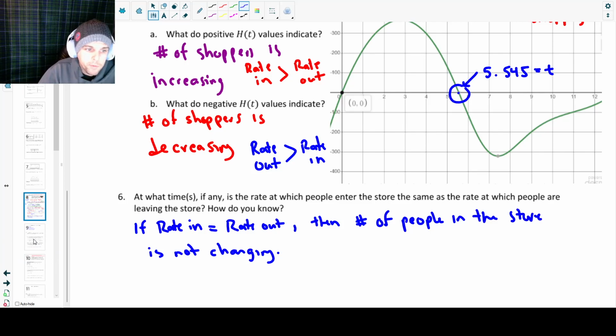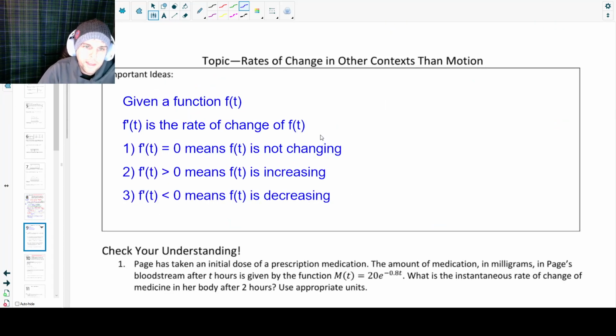Okay, let's go ahead and move forward. So a couple things are very important about these sorts of rates of change. If we start with some function f of t, and it doesn't have to be f, it can be any function, f prime, the derivative, is always going to be the rate of change of our function. If we remember back to our problem, we had a function s of t that represented the total number of people that have entered the store, and then s prime of t was the rate of change of that function. How were the people entering the store changing?